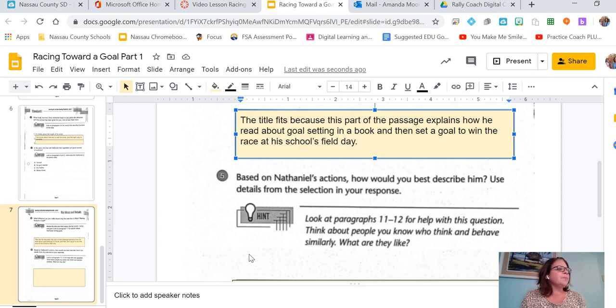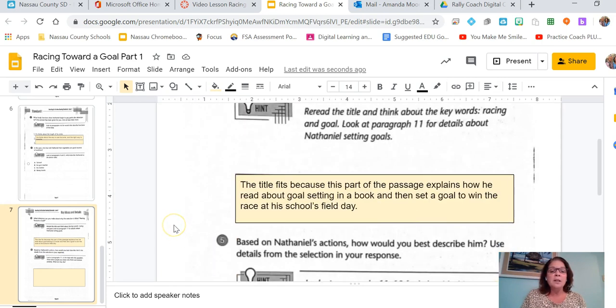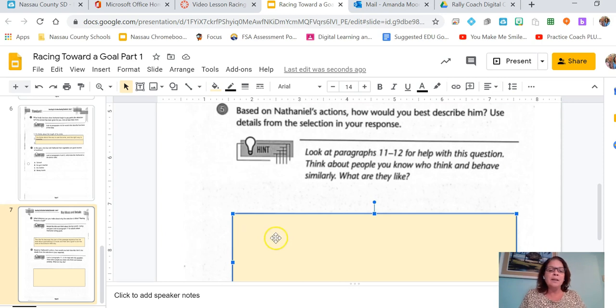What are they like? So, if I'm thinking about Nathaniel, I'm thinking that he has a goal and he wants to achieve that goal, and he keeps practicing and practicing and practicing. So the first words that come to my mind to help describe Nathaniel are determined and dedicated. When he sets his mind to something, he doesn't give up. So those are the words that I'm going to use. If you want to use those words, you can copy this. If not, use your own words and give me evidence as to why.